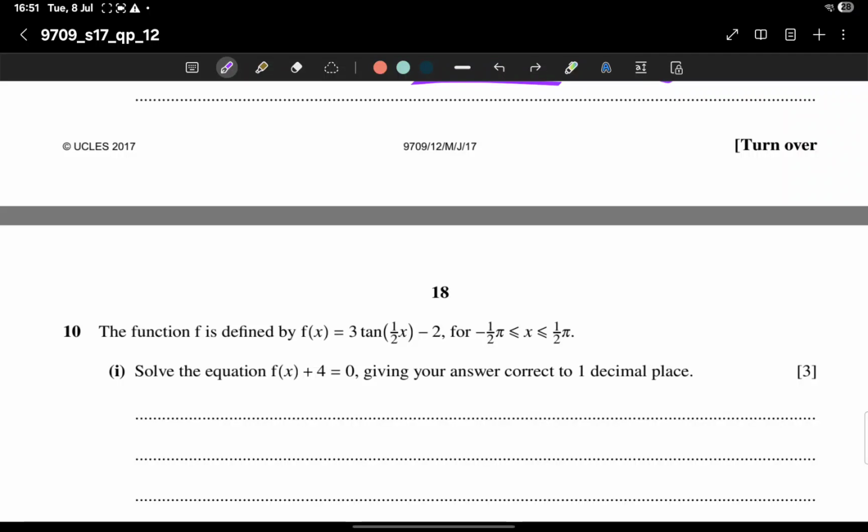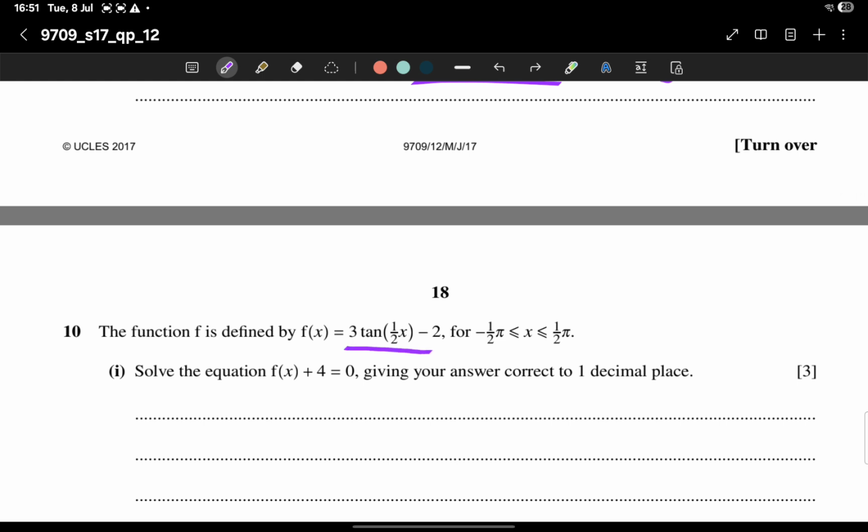So number 10, which is the final question on this May-June paper from 2017, is saying the function f is defined by f(x) = 3 tan(x/2) - 2 for -π/2 ≤ x ≤ π/2, right? Then part 1 says solve the equation f(x) + 4 = 0, giving your answer correct to one decimal place.